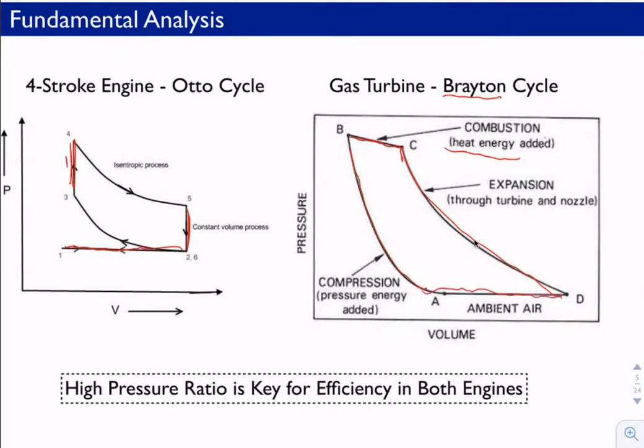The key for both engines in terms of efficiency is this pressure ratio, or compression ratio as we refer to it in internal combustion engines. The pressure ratio is important. It basically is the amount of work we can get out of the fluid, and that is based on how much we pressurize it initially.